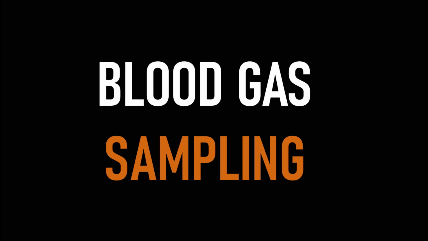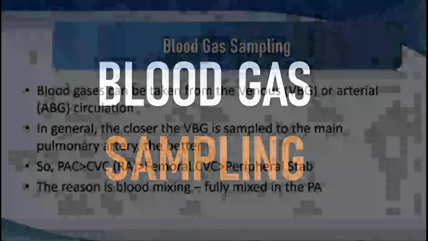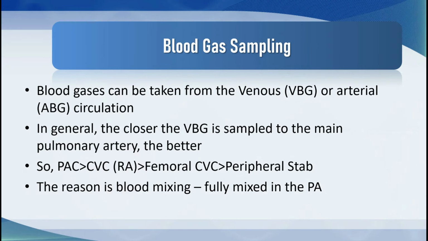Now let's move on and discuss blood gas sampling. I guarantee you will find this part of the tutorial so much easier. Blood gases can be taken from venous or arterial components of the circulation. In general, the closer that the venous blood gas is sampled to the main pulmonary artery, the better.